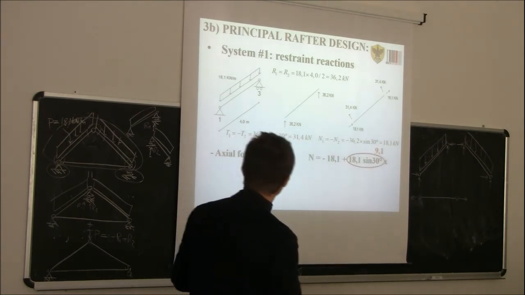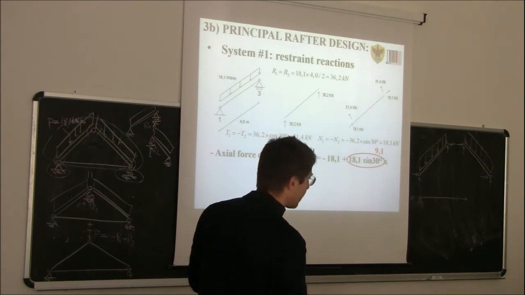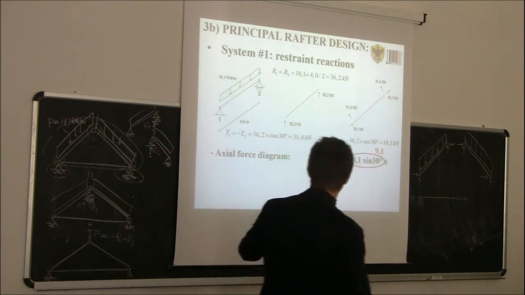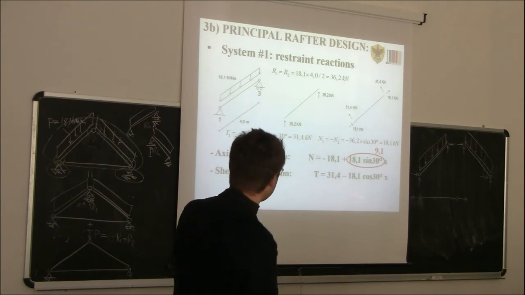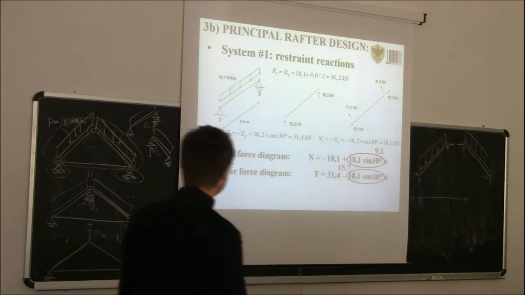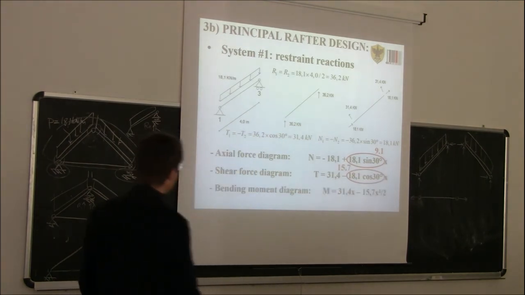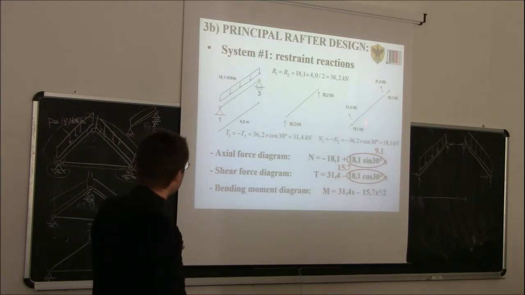So how does the axial force vary in this system here? You see here we have compression, so minus 18.1, with equilibrium 18.1 times sin of 30 degrees times x, where x is the distance here. For the shear force diagram, again, we have a linear trend, and the bending moment diagram will have a parabolic trend.